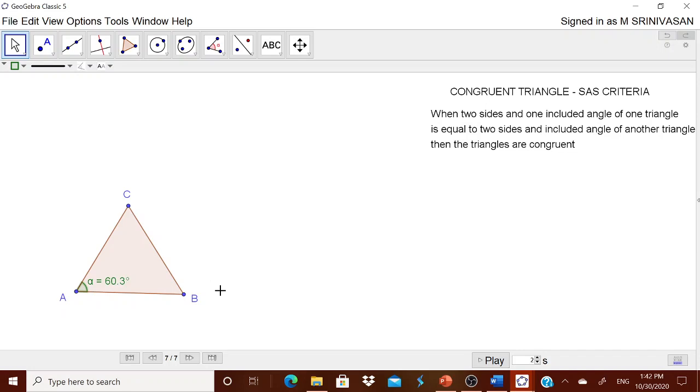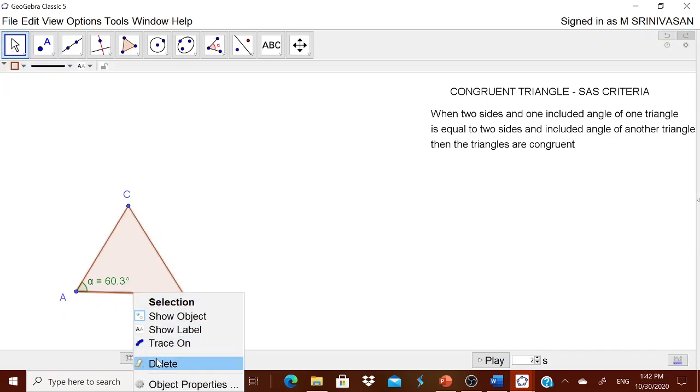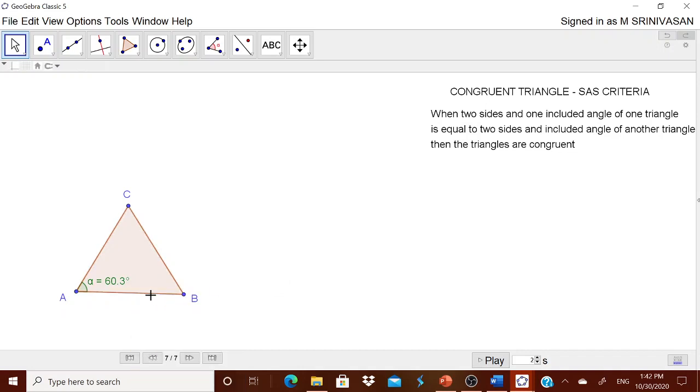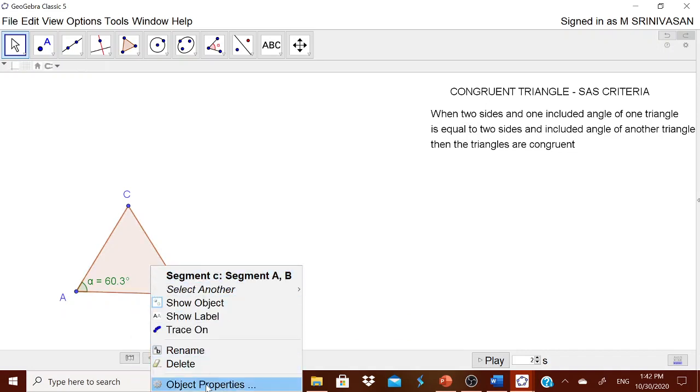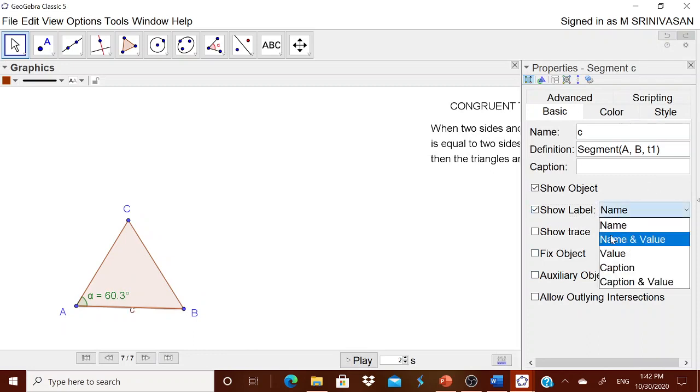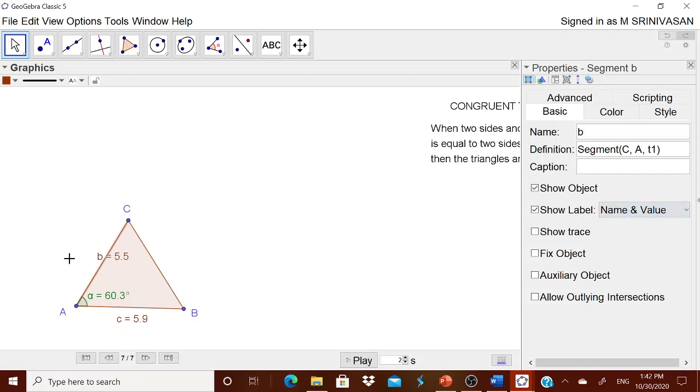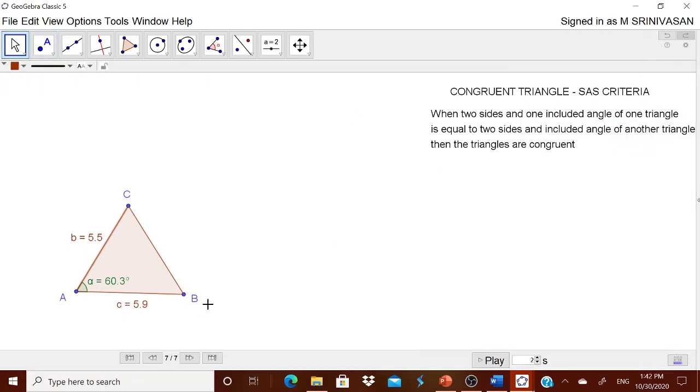Well, now let me check what the variables for the sides are. For that, I go for right click and then take only the segment, object properties, show label, name and value. Now I got this c. Touch this AC, again show label and then name and value. Therefore, I have seen that normally the side opposite to angle C is small c, and the side opposite to angle B is small b. Automatically it has been taken. Therefore, for this congruence SAS, I have taken the sides AB and AC and the included angle alpha.